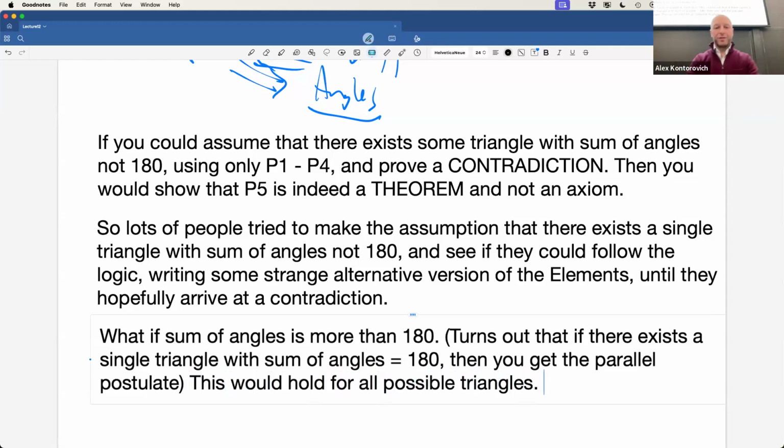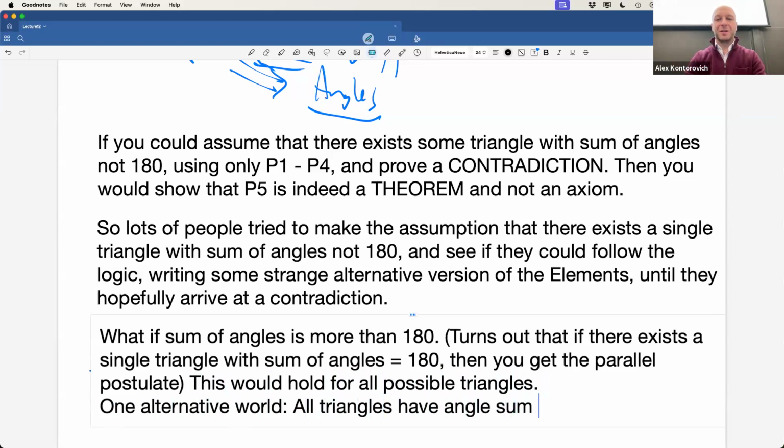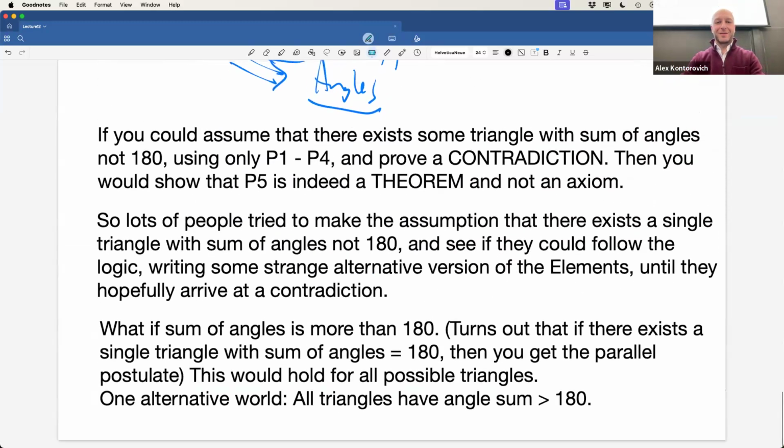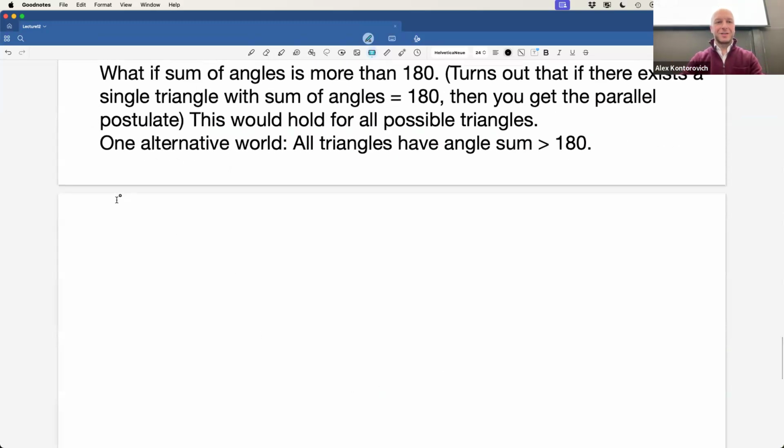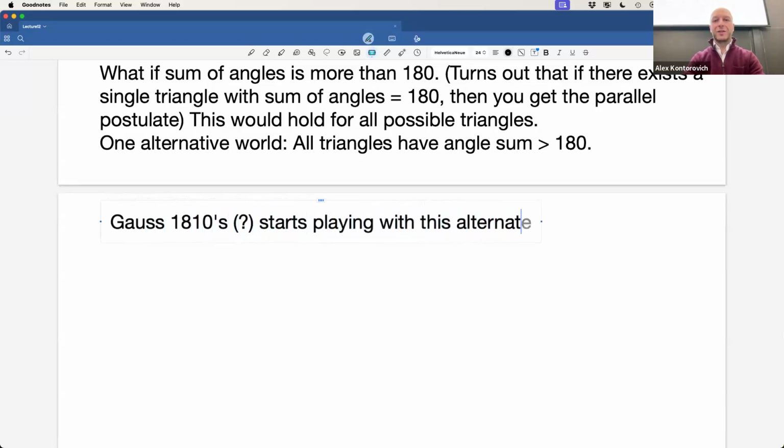Okay, so one alternative world is all triangles have angle sum greater than 180. So Gauss started playing with this. The great Carl Friedrich Gauss. Gauss, in the 1810s maybe, he doesn't really say, I'll explain in a second why he doesn't say, starts playing with this alternative universe.